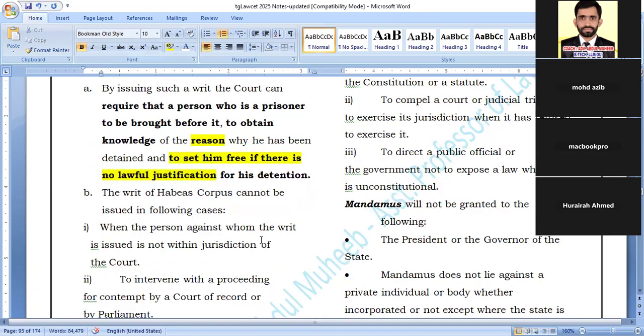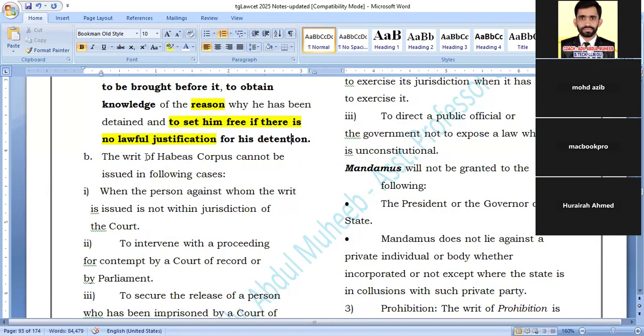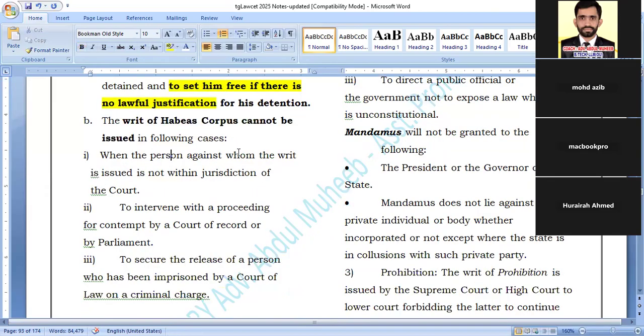So remember this, it is enough. The writ of habeas corpus cannot be issued in the following cases: when the person against whom the writ is issued is not within the jurisdiction of the court. If there is no jurisdiction, the writ cannot be issued.